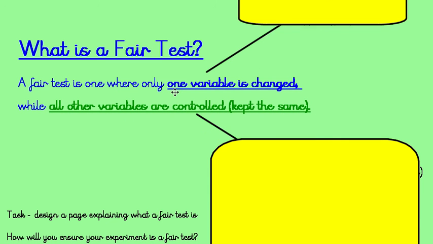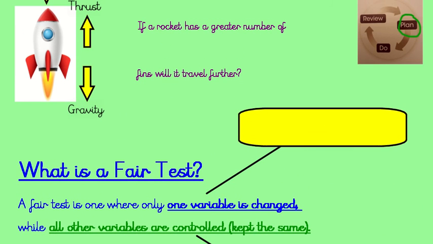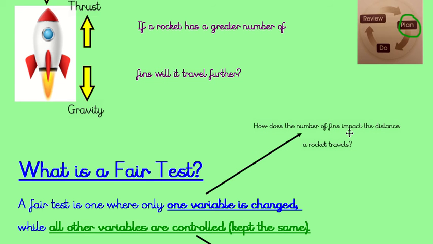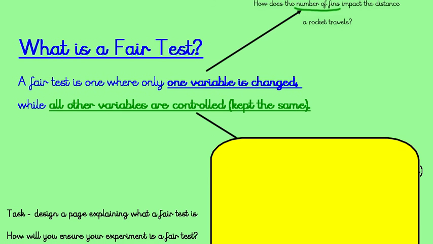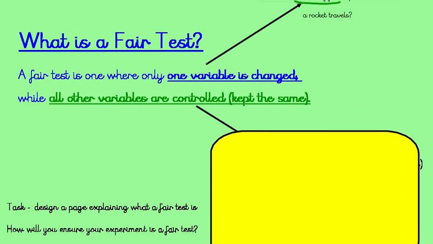So, what do I mean by one variable is changed? Now, in our question, there is one thing that we're going to be changing. Can you spot what that one thing is that will change each time we do our experiment? Well done, it's the number of fins. That's the one thing or the variable that will change when we do our experiment. All the other variables are controlled. That means we're going to need to keep them the same.